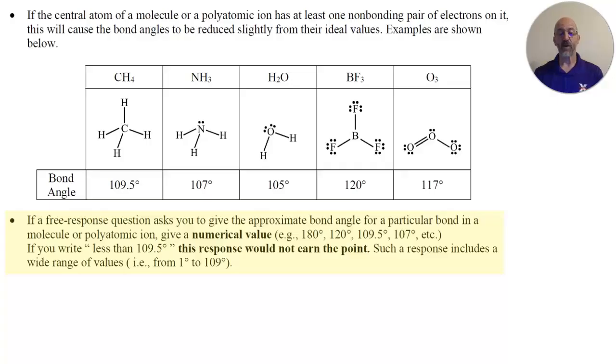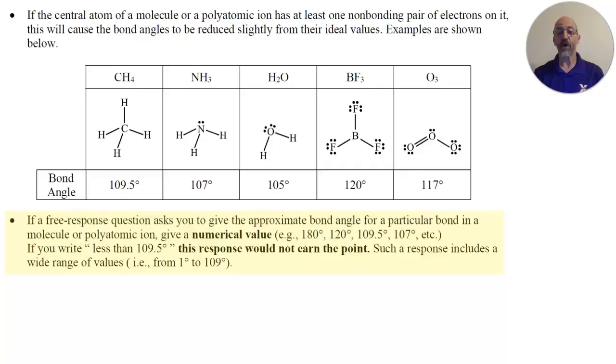Now, watch out for saying less than. If a free response question asks you to give the approximate bond angle for a particular bond in a molecule or polyatomic ion, you should always give a numerical value. 180, 120, 109.5, 107, etc. But if you simply write less than 109.5, then this response would not earn the point.